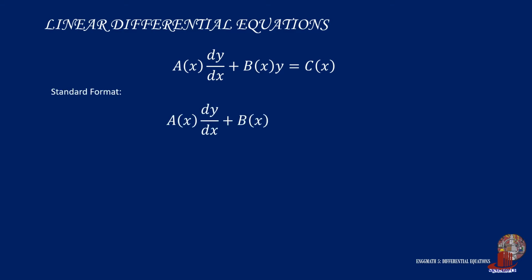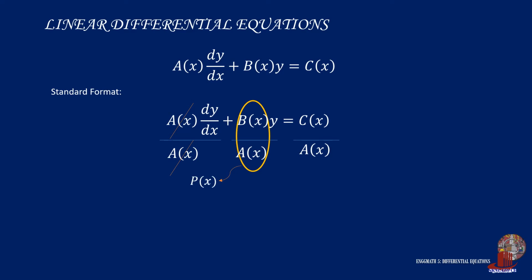If we isolate the derivative by dividing the whole equation with a, and then denote b all over a as p, and also c all over a as q, we can get the format of a linear differential equation, which is derivative of y with respect to x plus p in terms of x times y equated to q in terms of x. Such simplified format is the differential equation, which is linear in y.